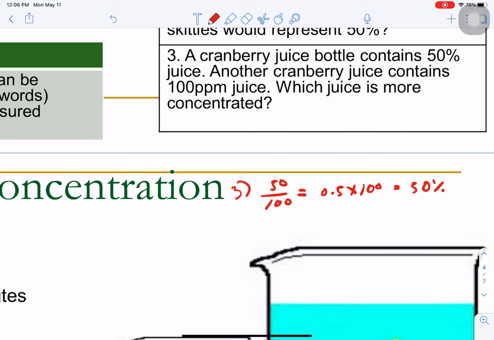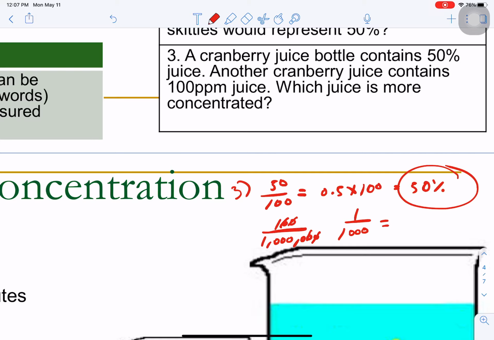Now, let's try to get 100 ppm in a percentage so we can compare the two. We need to compare them in the same units. So 100 parts per million would just mean that it's 100 per a million. That's what it means. If you were to do this, this is 1 over 1,000. Which one do you think is more concentrated, the 50% or the 1 over 1,000? Definitely the 50%.